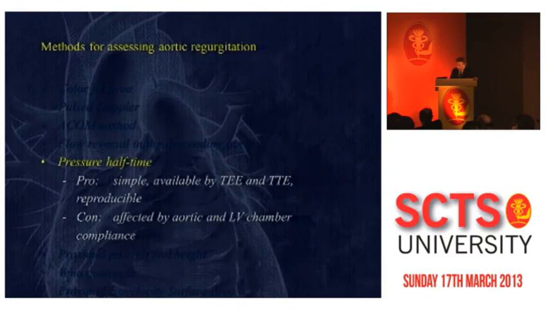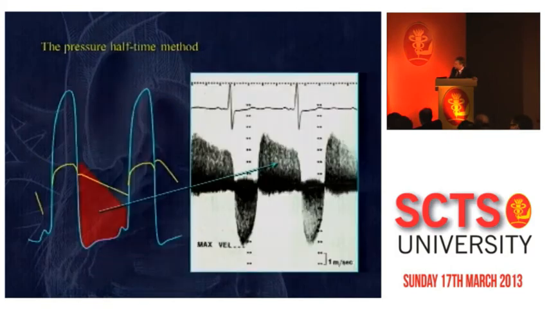Then there is the pressure half-time method. It has been used for years, and I think it's still a useful component of the assessment of the severity of aortic regurgitation. The principle is relatively easy. I see that the format of the slides has changed, but that's not important.